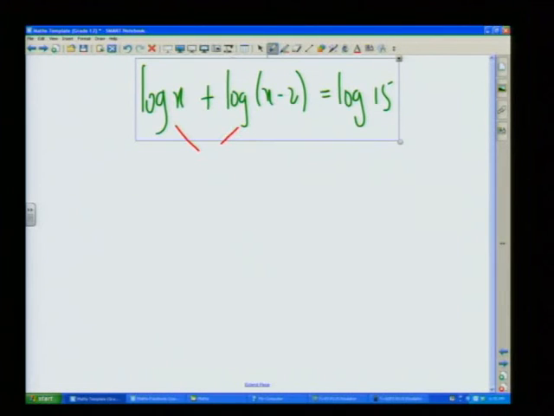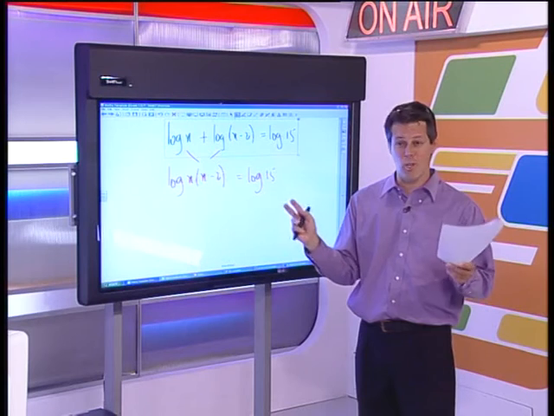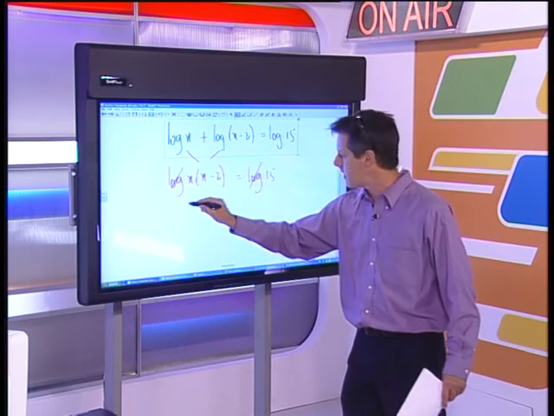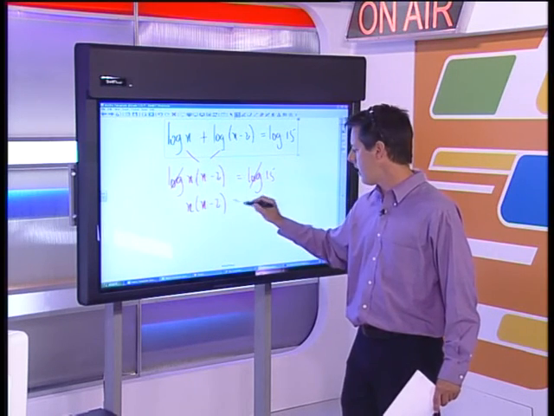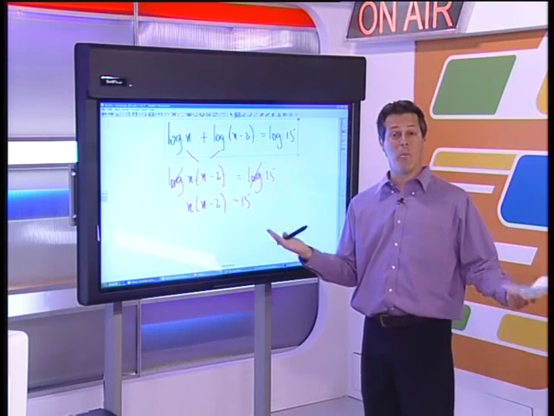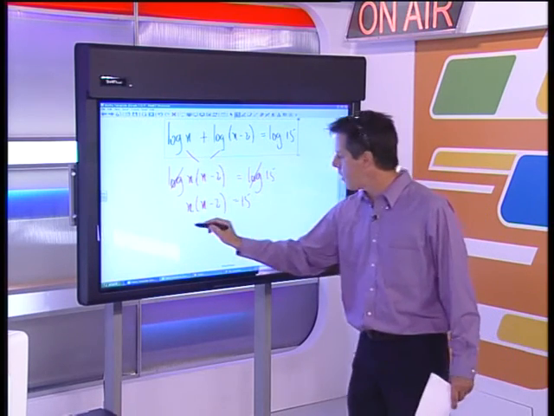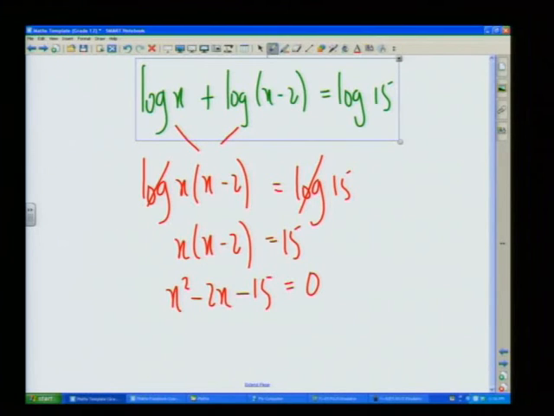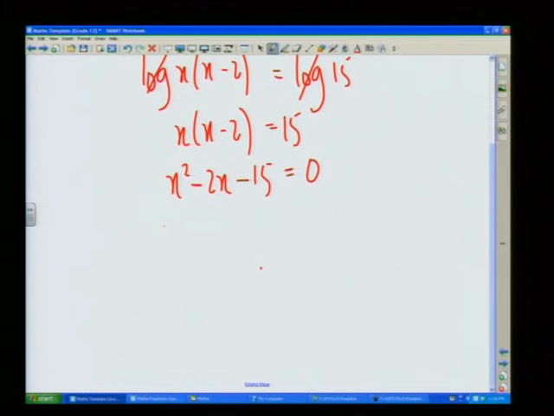And so that log and that log together, adding logs, you keep a single log and you multiply the numbers. So there. And that is equal to the log of 15. And it is at this point that I can say log equals log, drop the logs. Throw away the logs, only because it's a single log, same base. And hopefully you're saying, Mark, quadratics. And now we're bringing in grade 10 stuff. So we're going to go and solve the quadratics. So I'm just going to go x squared minus 2x minus 15 equals 0. Let's just see if I can factorize.